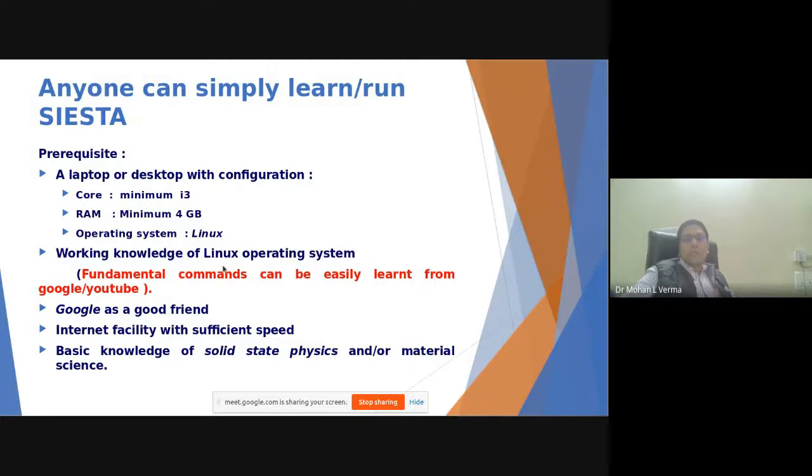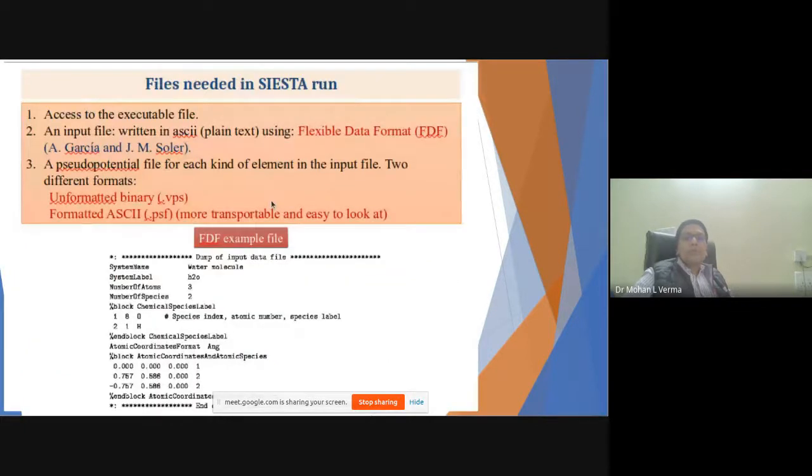A working knowledge of the Linux operating system is important, and it can be learned easily. Today is the age of YouTube, so just make Google a good friend. Internet facilities with sufficient speed are also important, along with basic knowledge of solid state physics and material science. So one can start using Siesta.